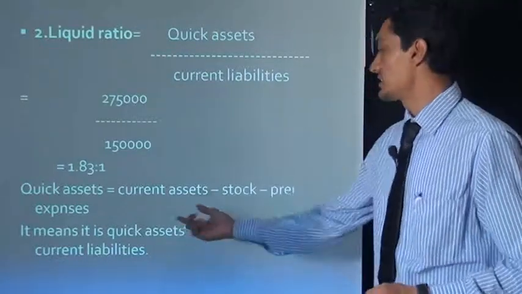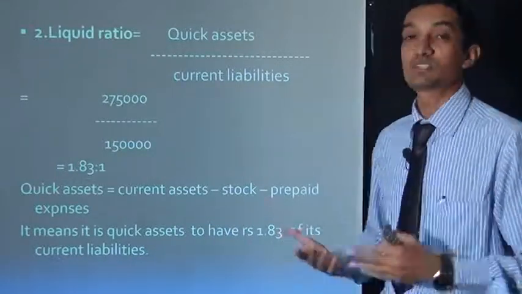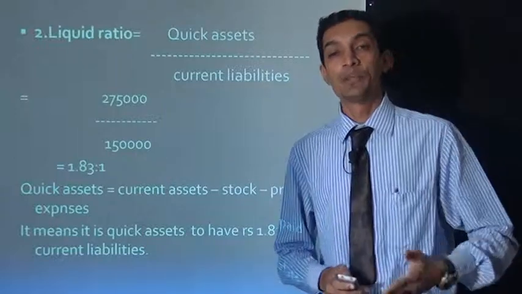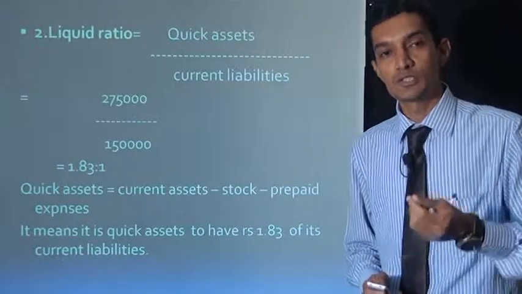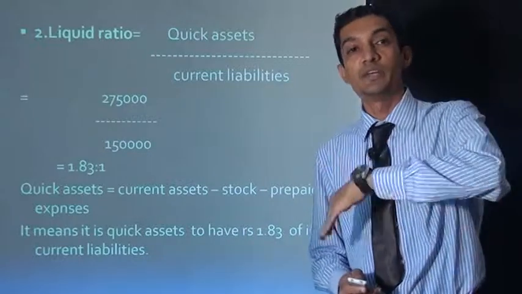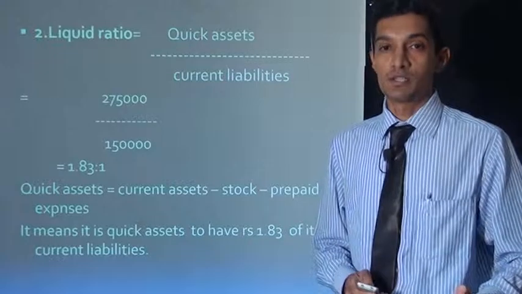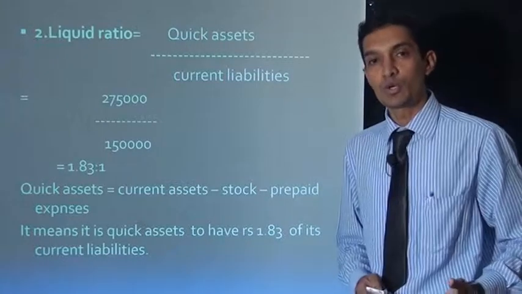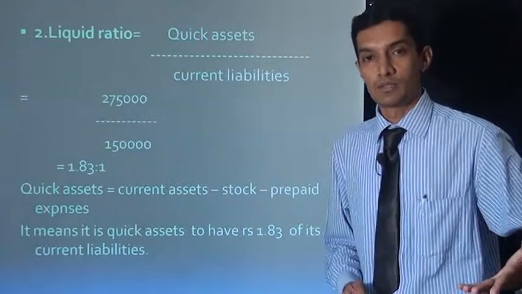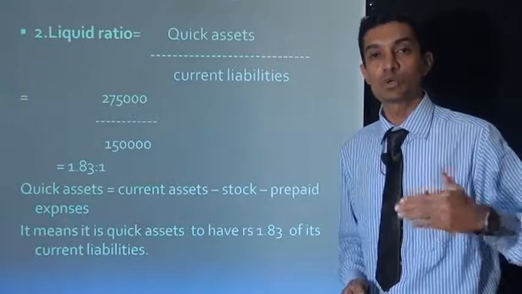Now quick assets are current assets minus stock. Why are stock and prepaid expenses not included in quick assets? Because stock is goods, and goods may be sold next month or even next year, so they are not converted into cash. So stock is deducted, and prepaid expenses are also deducted because we have given that money in advance to our debtors or creditors.